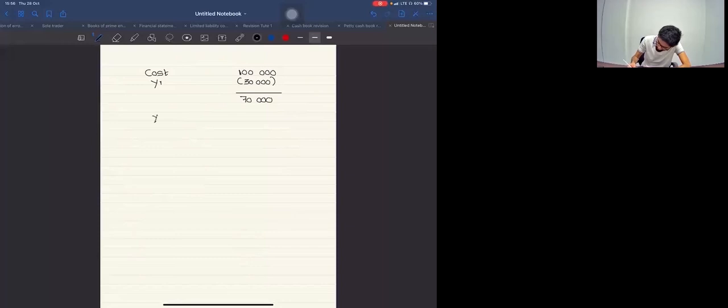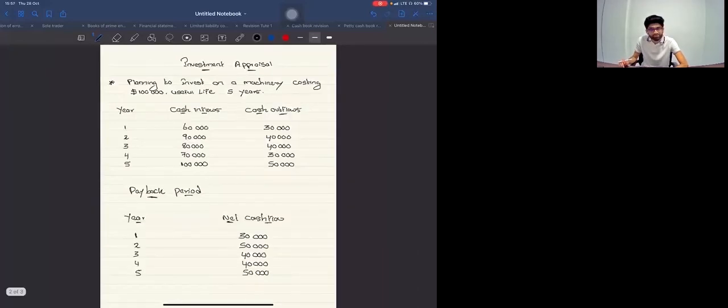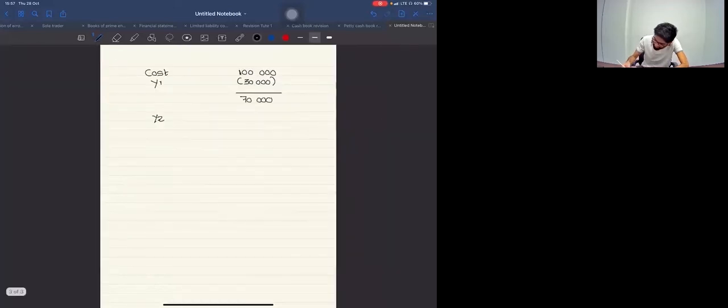Now I move to year 2. What is the net cash flow for year 2? 50,000, right? So during year 2, you are able to get another 50,000. So which means you need to recover another 70,000 more.